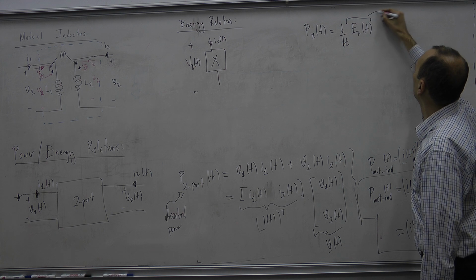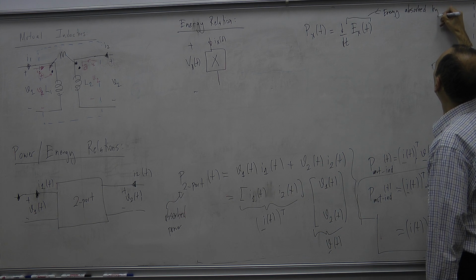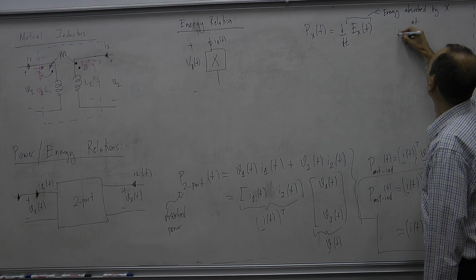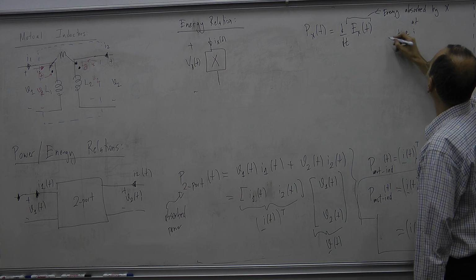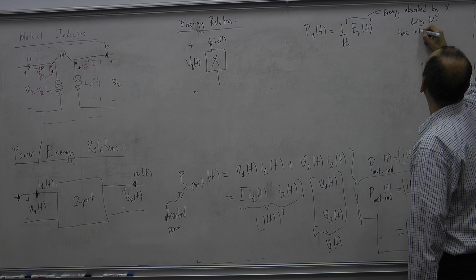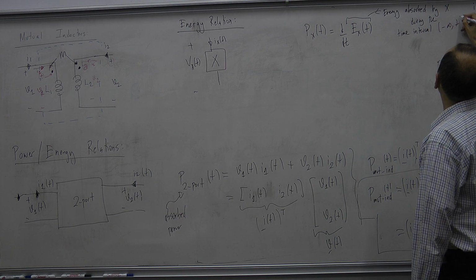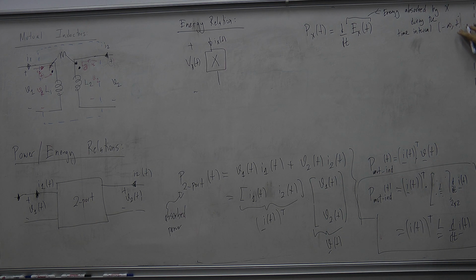So this is the energy absorbed by X during the time interval from minus infinity to t. So it is the energy absorbed by X from the start of this experiment at minus infinity up to that time. So power is the rate of change of that, okay? It's the rate of change of energy.